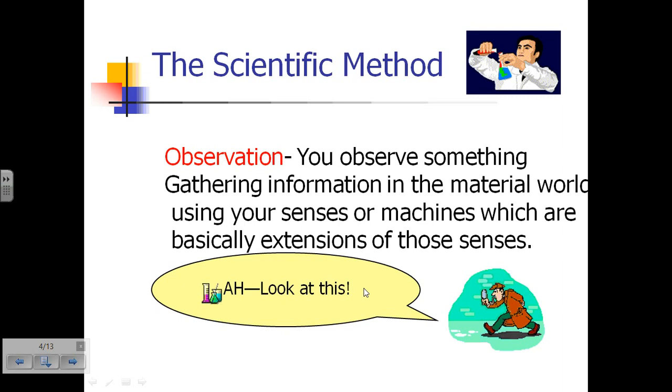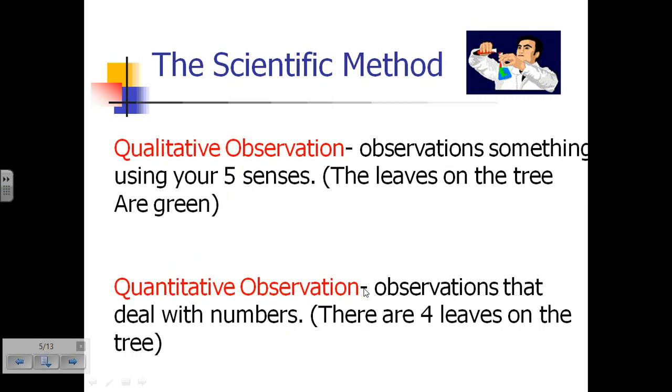You observe something, you begin gathering information in the material world, and you use your world-class senses or machines, which are basically extensions of those senses, to gather this information. So this may include anything from noticing colors to the way something feels or smells, or the number in some cases. And we're going to talk about those types of observations. Now, there are 2 types of observations that you need to know about. They include qualitative observation and quantitative observation.